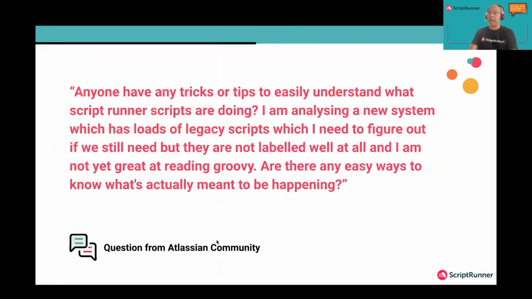The next question comes from the Atlassian community, and I think Nick's going to answer it, and I'm going to have to bore you all with me reading it. Does anyone have any tricks or tips to understand what ScriptRunner scripts are doing? I am analyzing a new system which has loads of legacy scripts, which I need to figure out if we still need, but they are not labeled well, and I am not yet great at reading Groovy, so we should have rewritten some of these. Are there any easy ways to know what actually is meant to be happening? So Nick, I think you'll answer this.